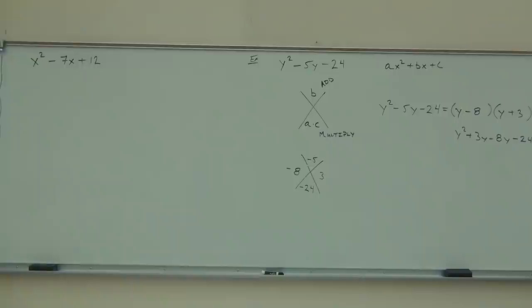If you're going to use the diamond method on this, you set the diamond, you put the B term on top, A times C on the bottom, then you think of the two numbers that add to the top and multiply to the bottom. After that, you're done. That's the really hard part. Then we write the whatever variable we have plus or minus those two numbers.